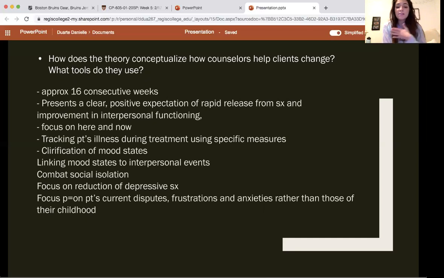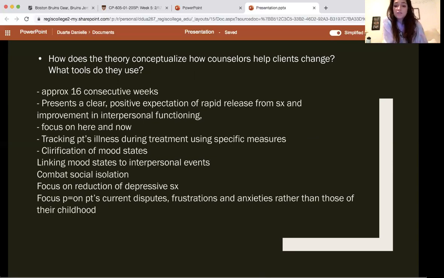Linking mood states to interpersonal events, some days being more depressed than others when specific precipitating factors are happening can be very common and can be very triggering to some, so that might be very helpful. Combating social isolation, making sure you're not isolating too much, you're getting social interaction, definitely helps with depressive disorders.